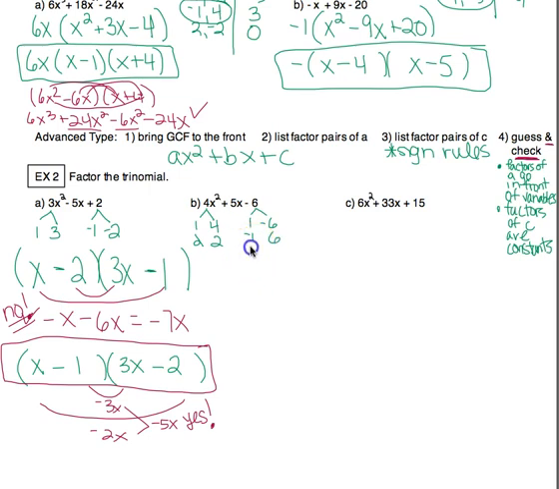Then it could be 2 and negative 3 or negative 2, positive 3. And those are my only choices. So now I'm going to go guess and check. Now with this one, you'll see that I have more choices here. So instead of being locked into x and 3x, I could either have x and 4x or 2x and 2x.